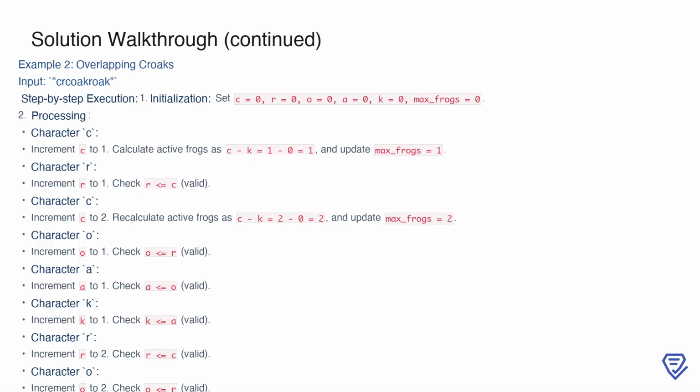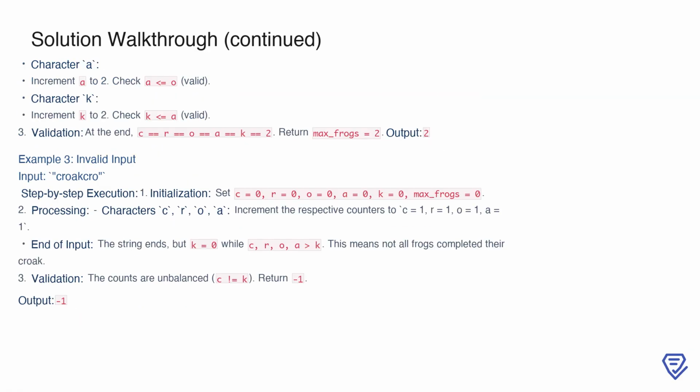Next, we process K, incrementing its counter to 1 and verifying it remains valid. Returning to R, we increment its counter to 2, still ensuring it does not surpass C. Then O is incremented to 2, and its validity is confirmed. Continuing with the overlap, we process A, incrementing its counter to 2 and confirming that it does not exceed O. Finally, K is incremented to 2, ensuring it remains valid as well.